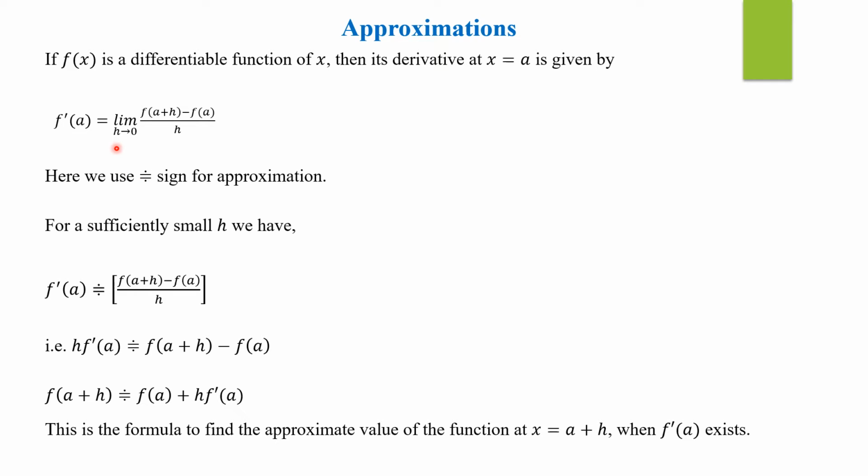Suppose the value of h is very small, then f'(a) ≈ [f(a + h) - f(a)] / h. Cross multiplying h on the LHS, h times f'(a) = f(a + h) - f(a). On simplifying, we get f(a + h) ≈ f(a) + h f'(a). This is the formula to find the approximate value of the function at x = a + h when f'(a) exists.